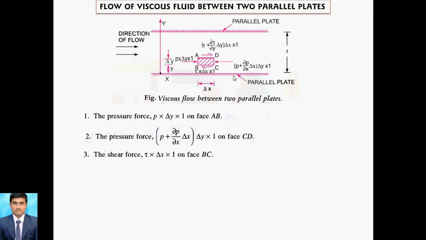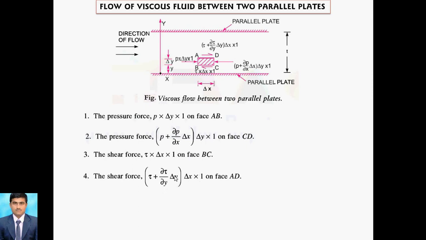So the next equation, number 3, the shear force acting on the BC face. That shear force is nothing but shear stress into area. So shear stress is tau, and area is that face BC, that is delta X, and width is 1. So that's why delta X into 1. So this is about face BC. Similarly, we apply for face AD. So that becomes tau plus, in the bracket, dou tau by dou y into delta y, bracket complete, into delta x into 1.